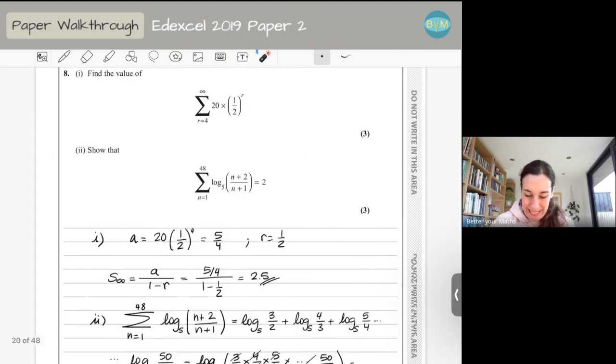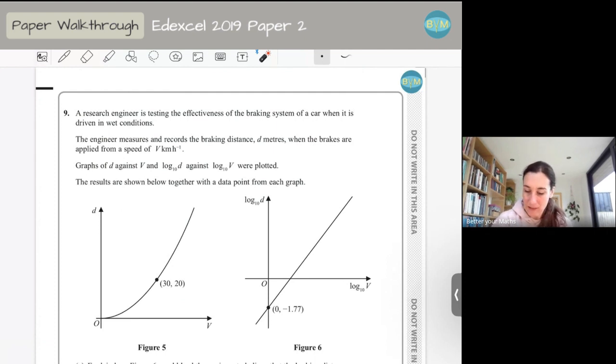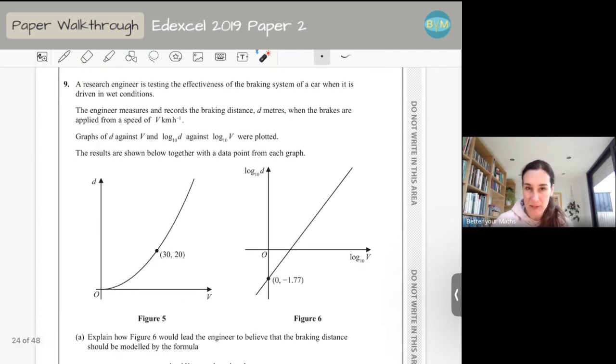Okay, next one. Let's do one more. This one is one of those logarithms questions where you have the straight line and the change of variable and the coding and all that. A research engineer is testing the effectiveness of the braking system of a car when it's driven in wet conditions. The engineer measures and records the braking distance, d, in meters when the brakes are applied from a speed of v kilometers per hour, and graphs of d against v and log d against log v were plotted, and the results are shown here.